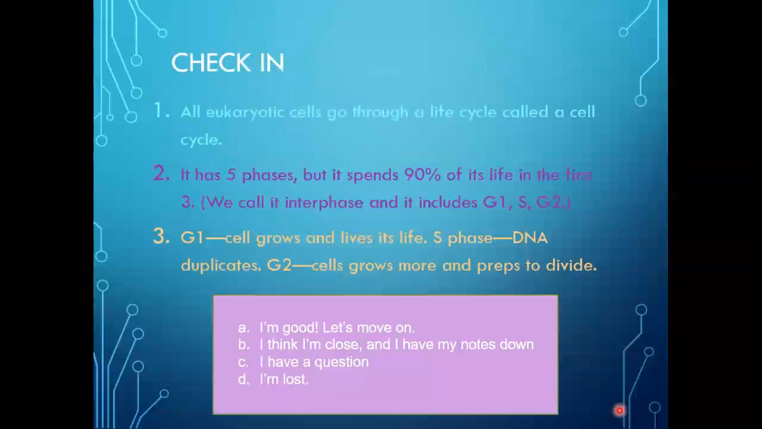Here's a check-in. All eukaryotic cells, this is just a recap from where we are. All eukaryotic cells go through a life cycle called a cell cycle. It has 5 phases, but it spends 90% of its life in the first 3 phases. So remembering that's interphase, G1 for gap 1, S for synthesis, and G2 for gap 2. In G1, the cell grows and lives its life, minding its own business. In the S phase, DNA is synthesized or duplicated or replicated, depending on which term you prefer. In G2, the cell grows more and it prepares to divide.